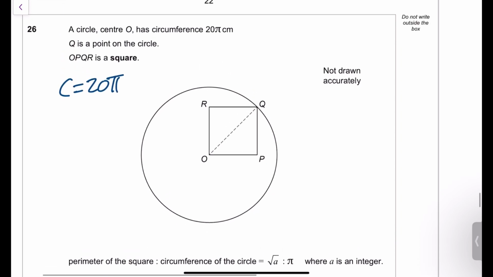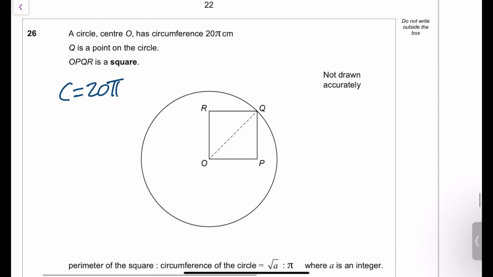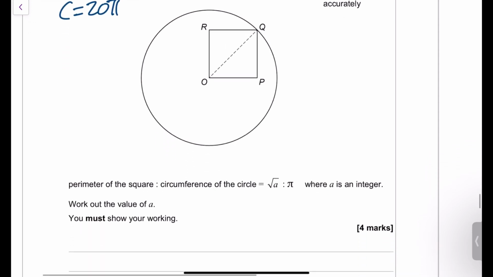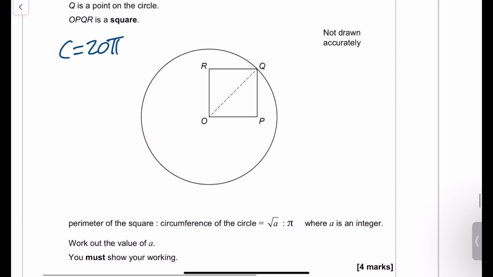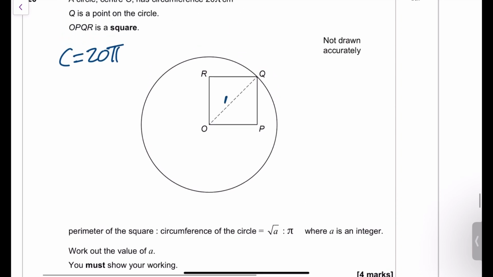I have no idea. Right. This is my radius, R.